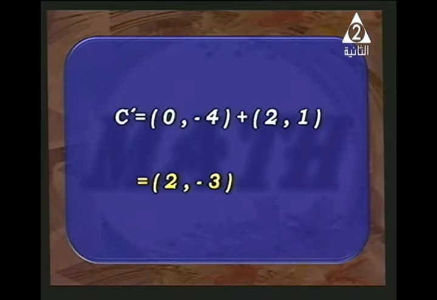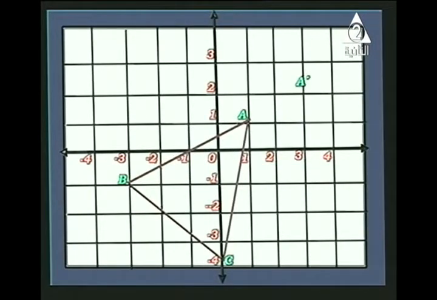Then try to plot these 3 images. So A dash will be, that's correct, (3, 2). B dash equals, that's correct, (-1, 0). C dash will be, that's correct, (2, -3). Then join A dash, B dash, then join B dash, C dash, and A dash, C dash. Then triangle A dash, B dash, C dash is the image of triangle ABC by the translation.